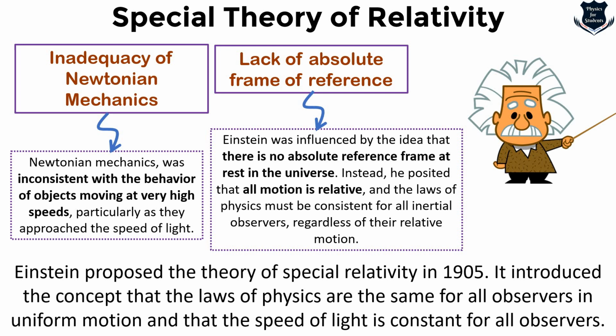It introduced concepts that would require the laws to be the same for all observers. So the lack of absolute frame of reference, inadequacy, inconsistency with electromagnetism, the Michelson-Morley experiment, all these were setting the stage on fire. And what was that fire? The fire was that the world was about to witness a new theory, a special theory of relativity, which would remove these inconsistencies and establish the consistency with the speed of light, the lack of absolute frame of reference, inadequacy in terms of Newtonian mechanics.